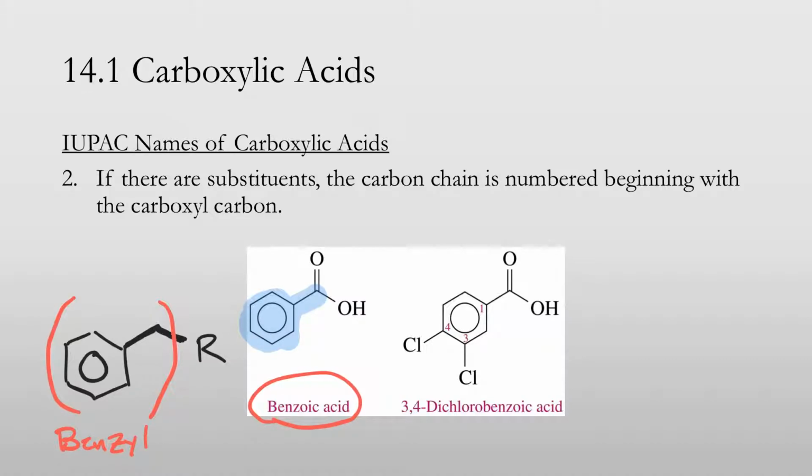Now, like this says, if there are substituents, the carbon chain is numbered beginning with a carboxyl carbon. All right, and that means this carbon right here on the chain. So that's carbon 1. And then if you were to number it this way, you'd have chlorines at 4 and 5, or as it shows, at 3 and 4. And so obviously you use the ones with the smallest numbering, which makes it 3,4-dichlorobenzoic acid.